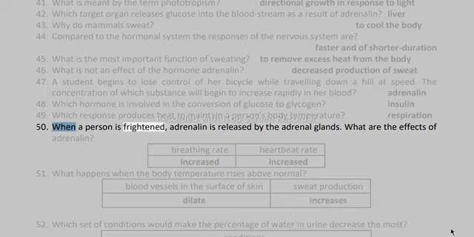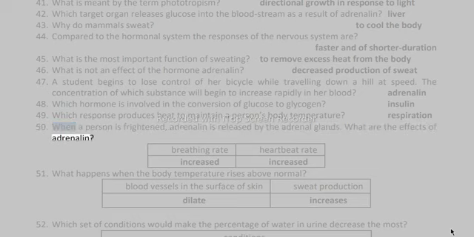When a person is frightened, adrenaline is released by the adrenal glands. What are the effects of adrenaline? Breathing rate and heartbeat rate increased. 51. What happens when the body temperature rises above normal? Blood vessels in the surface of the skin dilate, sweat production increases.